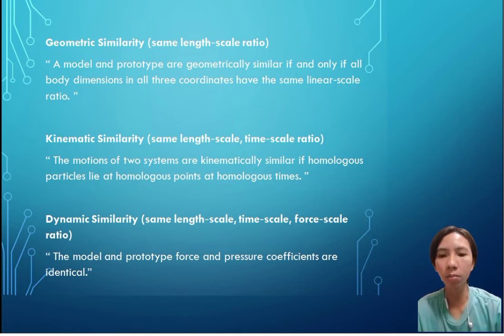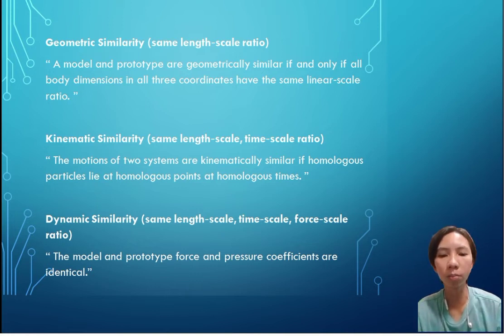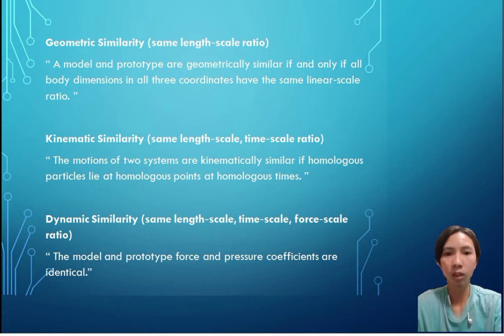Second is the kinematic similarity, or the same length scale and time scale ratio. The motions of two systems are kinematically similar if homologous particles lie at homologous points at homologous times. So when we say kinematic, it is movement or motion. So the model and the prototype should be at the same speed or the same kinematic movement.